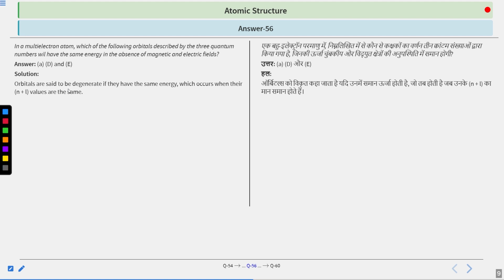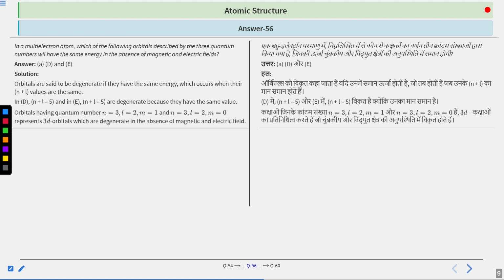Orbitals are said to be degenerate when their n plus L values are the same. Clear? For D and E, the n plus L value is 5 and 5, both. So orbitals having quantum numbers n, L, and m like this will have the same energy in the absence of magnetic field and electric field.